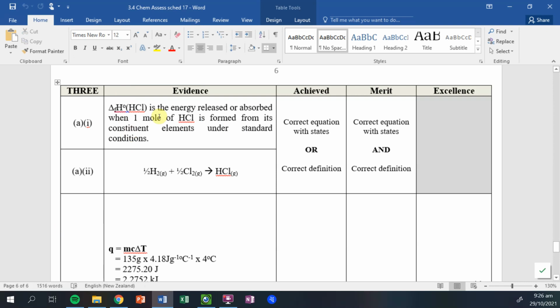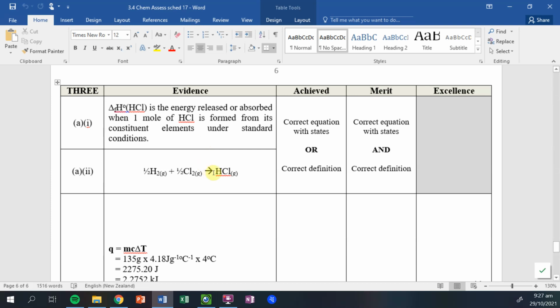So this one here is talking about the energy released or absorbed, because we haven't been given the delta H of 1 mole of hydrochloric acid when it's formed from the constituents of its elements under standard conditions. So that's just your generic definition of formation equations. Keep that in mind. Whereas with combustion equations, you're talking about the energy released or absorbed when 1 mole of a substance is burnt in unlimited oxygen under standard conditions.